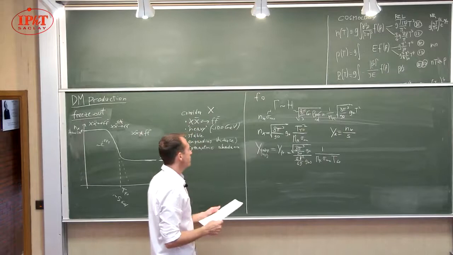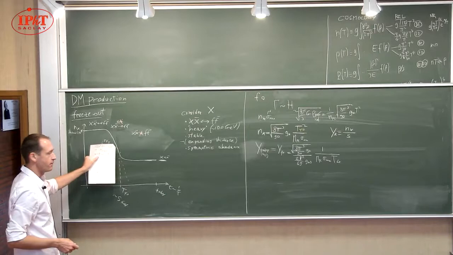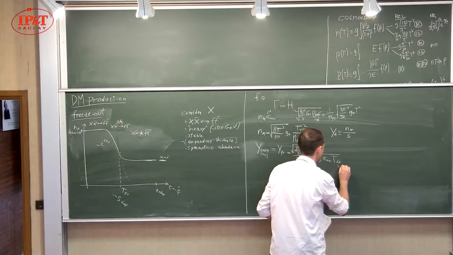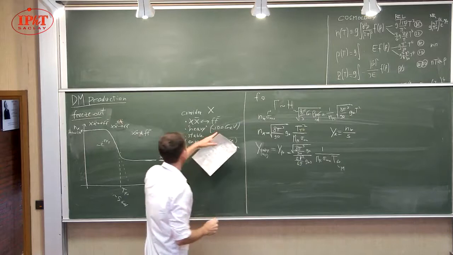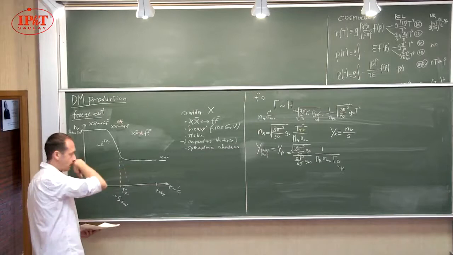So now I have to specify what the temperature of freeze-out is. I would be tempted to say that the temperature of freeze-out is more or less the mass of the particle, which I will denote as a big M, so about 100 GeV, because as I was saying before, as soon as the temperature becomes smaller than the mass of the particle, this cannot happen any longer. But actually, this is a bit later.